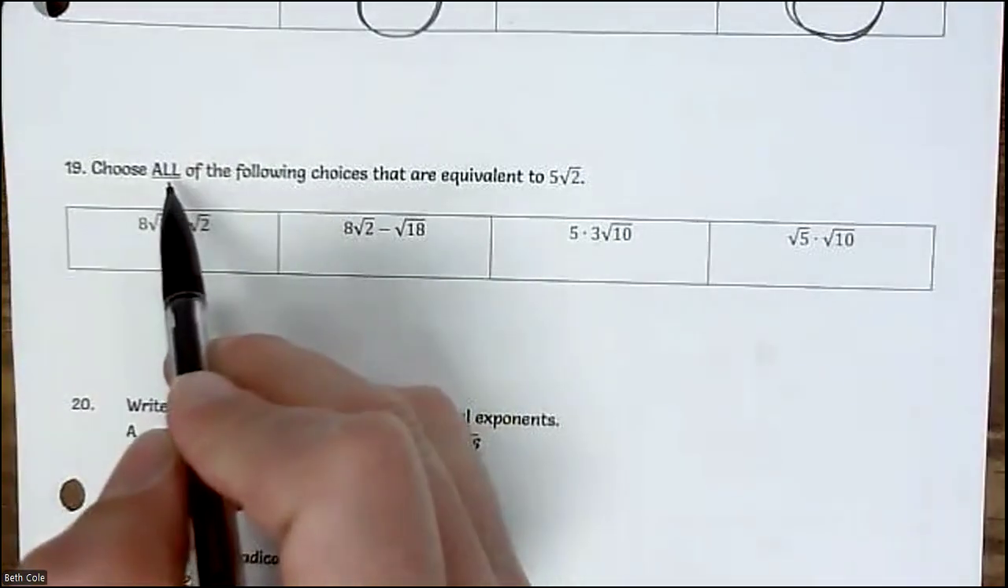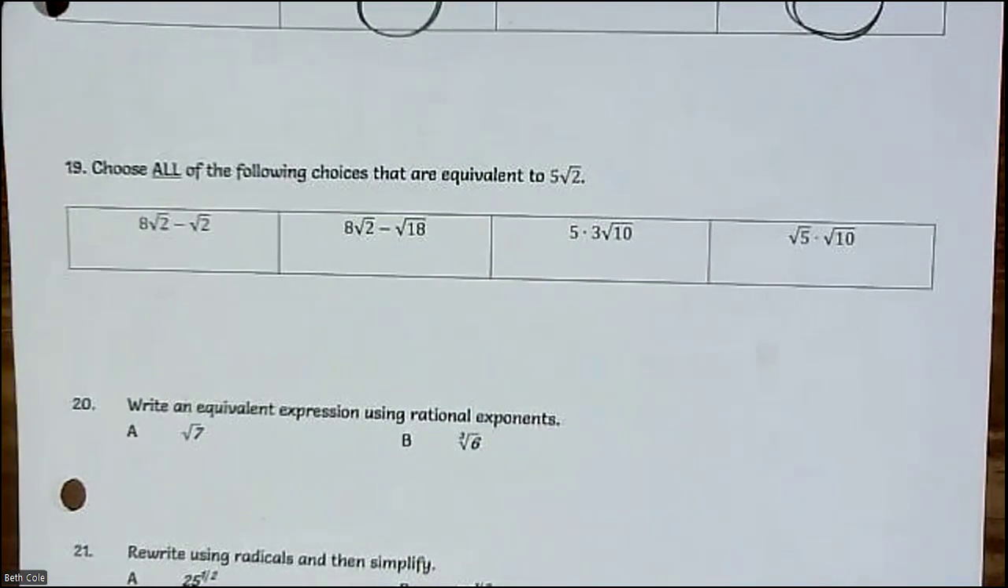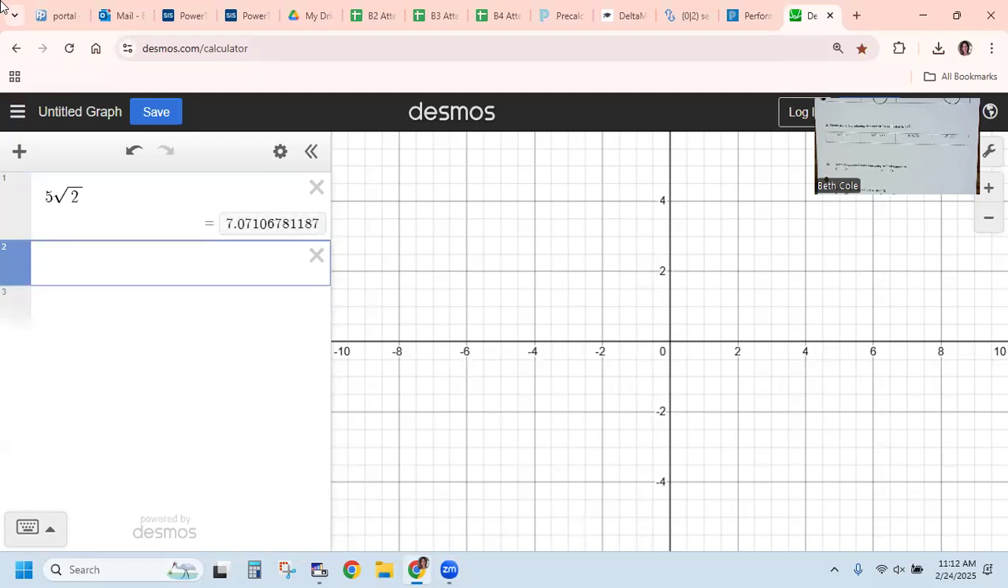Oh, same with this one. Choose all of them that are equivalent to 5 square root of 2. Here we go. Don't stop listening to me. It's this easy. No one should miss this. 5 square root 2. Now let's test all the options. 8 square root 2 minus square root 2. Does that match? No, cross it out. All right, the next one is an 18. Does that match? Yeah. Yay, winner, winner, chicken dinner.